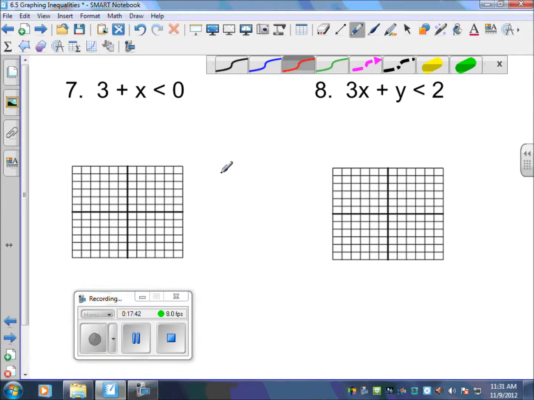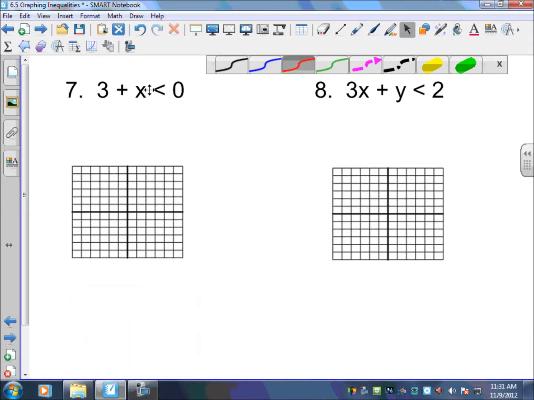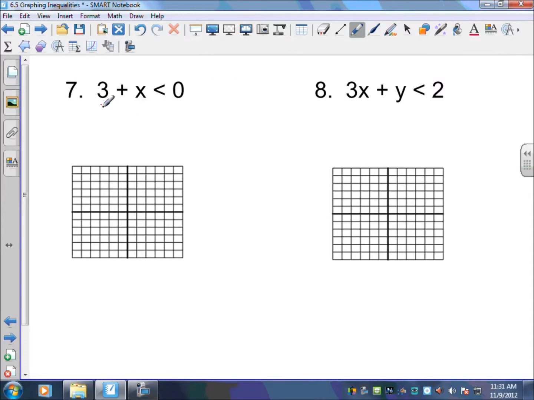Okay, this is a long lesson, so it's a very important one too. Here, I would subtract 3 to both sides, number 7, and I would get x is less than -3. Now, I subtracted 3 so I don't flip my inequality. Only flip your inequality if you multiply or divide by a negative.